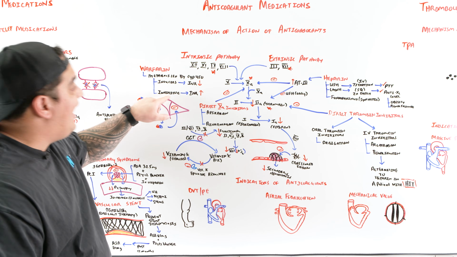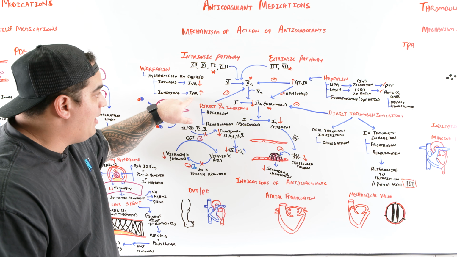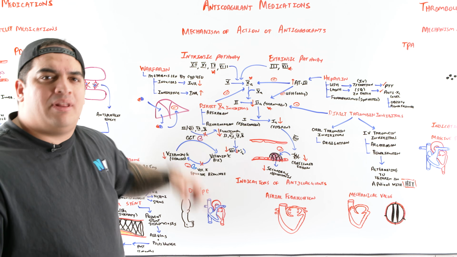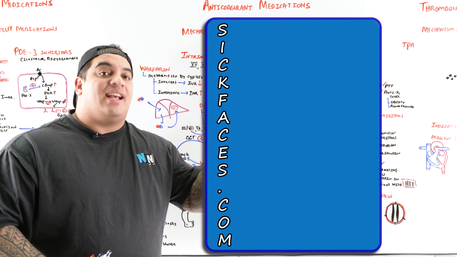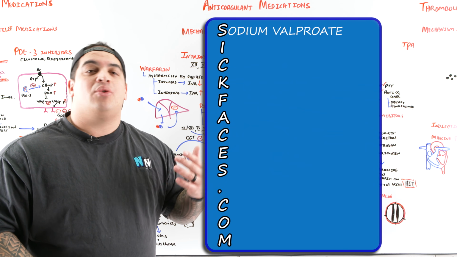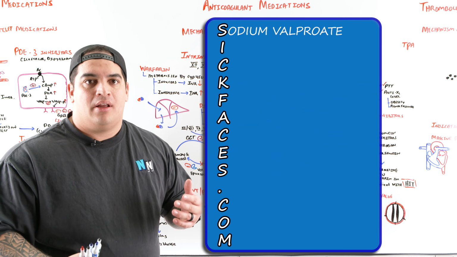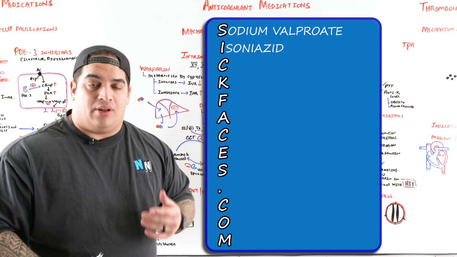Now, the inhibitors: you have to be careful of these if a patient has a supertherapeutic INR. What would those be? Remember the mnemonic SICKFACES.COM. So SICK: S is sodium valproate, an antiepileptic. I is isoniazid, a tuberculosis medication.